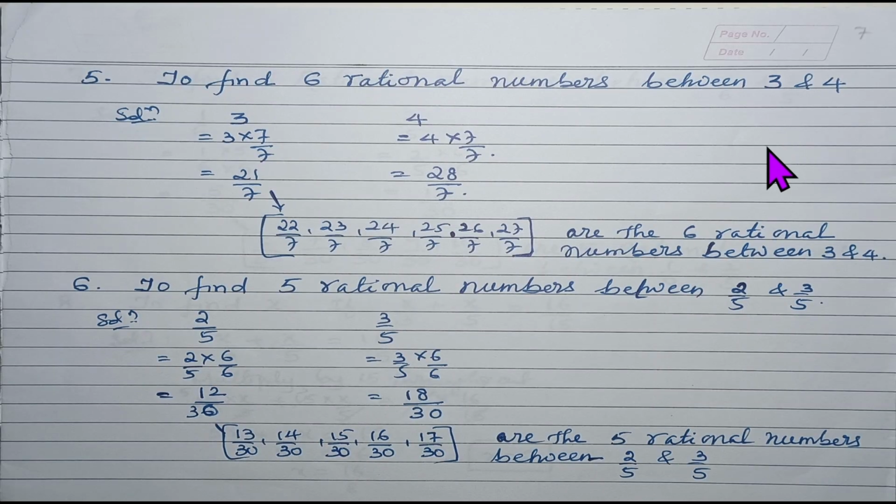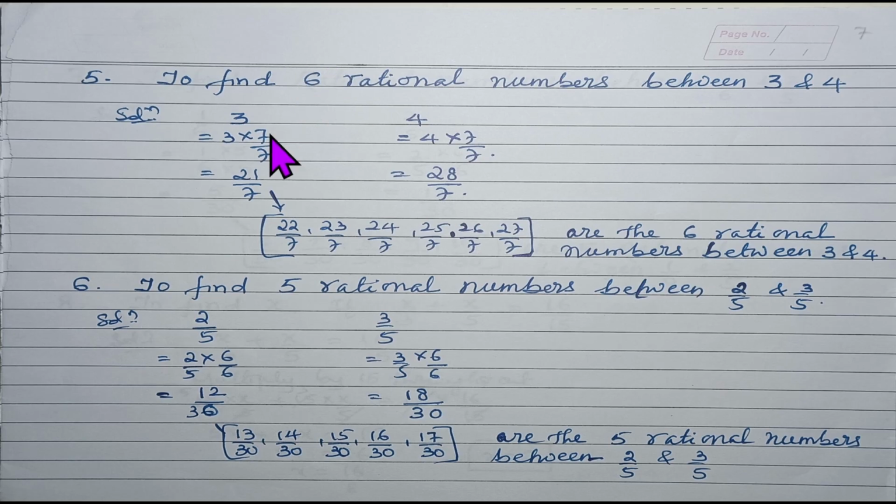The denominator method is very, very simple, and for that what we have to do is take the values 3 and 4 and multiply it by 7. So when I multiply by 7, 3 into 7 divided by 7 becomes 21 by 7, and 4 into 7 by 7 is 28 by 7. Now I want 6 rational numbers here.